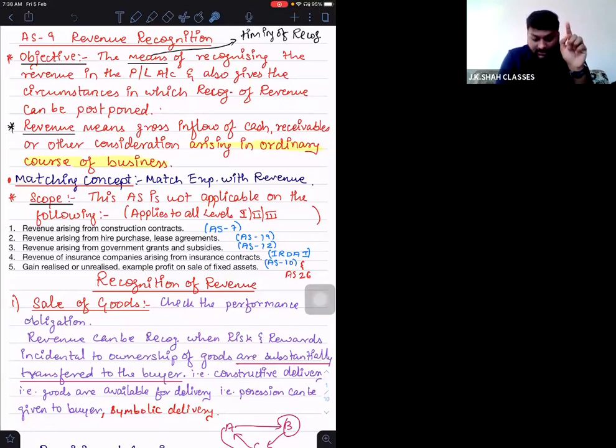Right. So here it is more important to check the performance obligation. As a seller, what is your obligation? And once your obligation is completed, you can say that the risk and reward is transferred. And once the risk and reward is transferred, you are free to recognize your revenue.